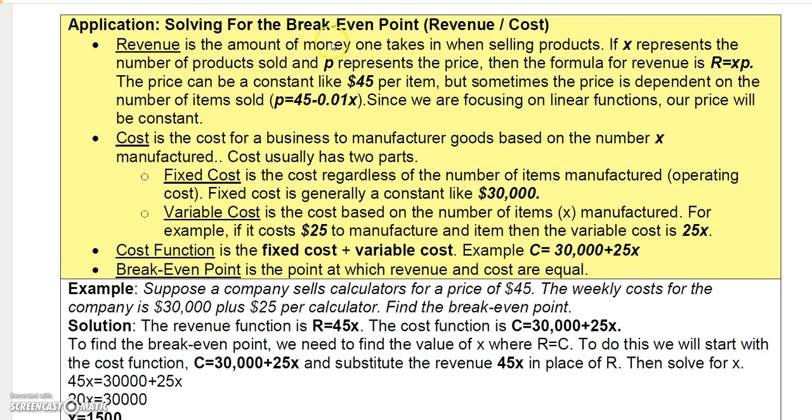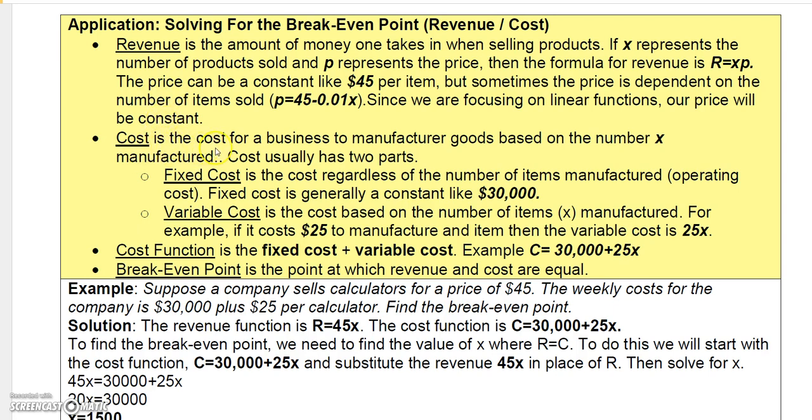Revenue is the amount of money one takes in when selling products. So if X represents the number of products sold and P represents the price, then the formula for revenue is simply revenue equals X times P. Now the price could be a constant like $45 per item, and sometimes the price can be dependent on the number of items sold. Like for instance, you might have a price written as a function like 45 minus 0.01x. But since we're focusing on a linear function, we'll just keep our price constant.